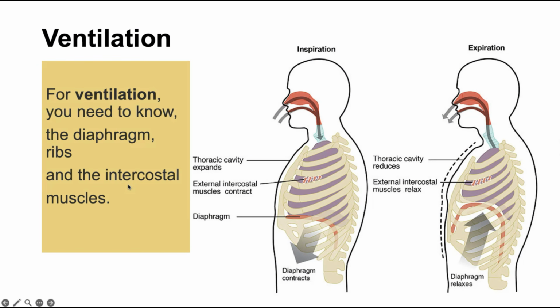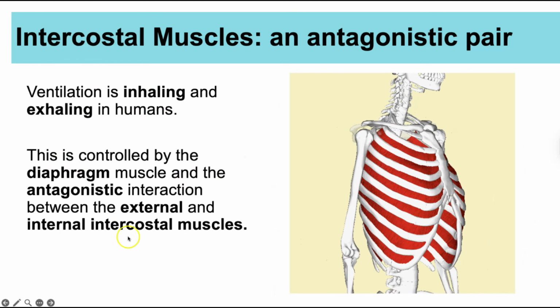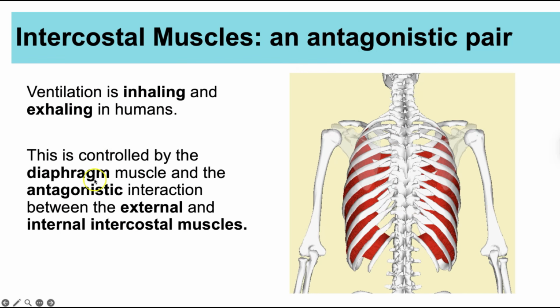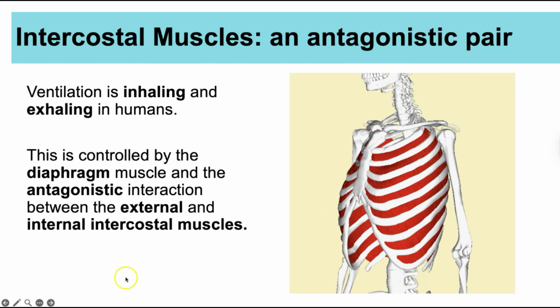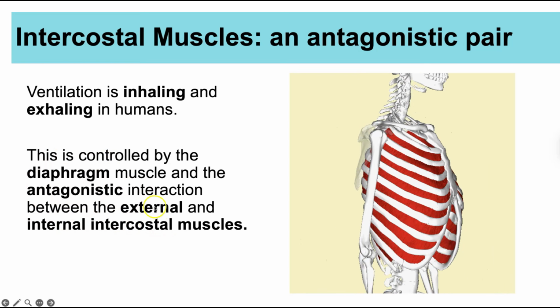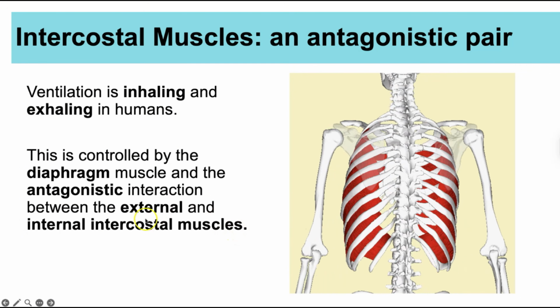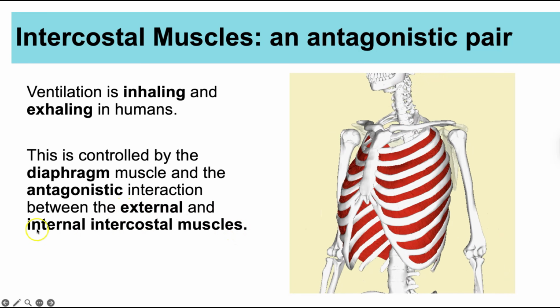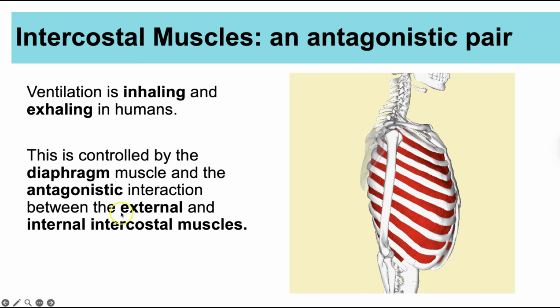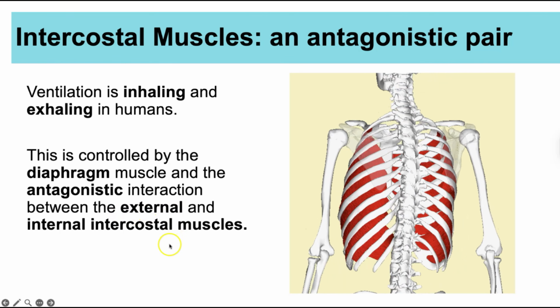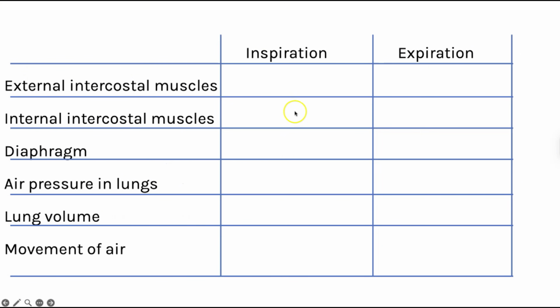Ventilation is how we get air in and out of the lungs. And you need to know about the role and what happens to the diaphragm, the rib cage, and the intercostal muscles. So ventilation is inhaling and exhaling, and it is controlled by these muscles. And when it comes to the intercostal muscles, you have to be specific, talking about the external or internal. It's normally only the external that they refer to on the mark scheme. So let's have a look at these two.